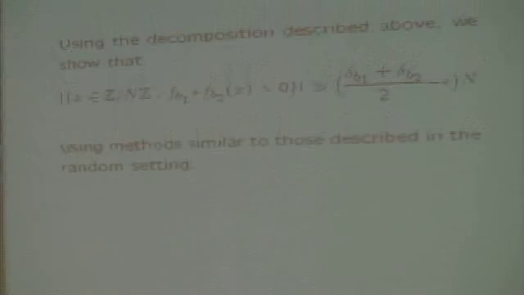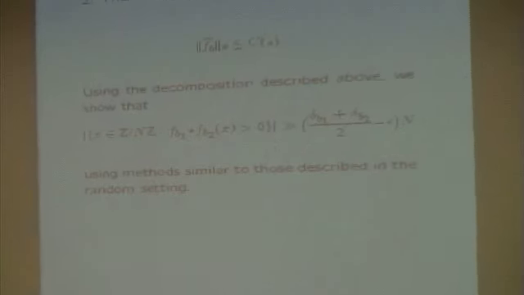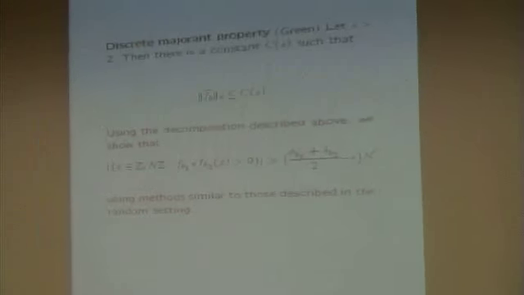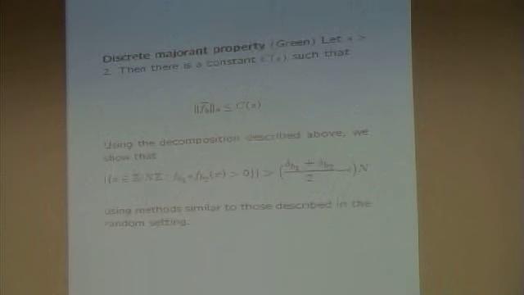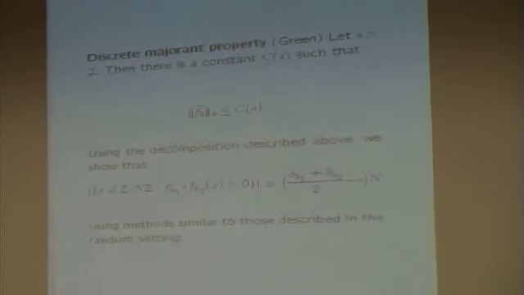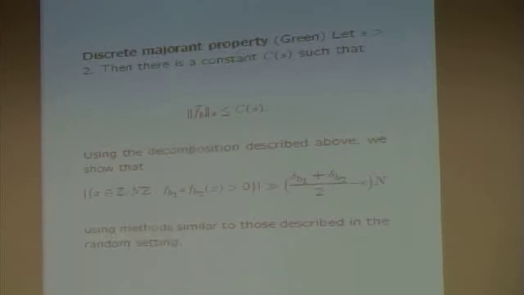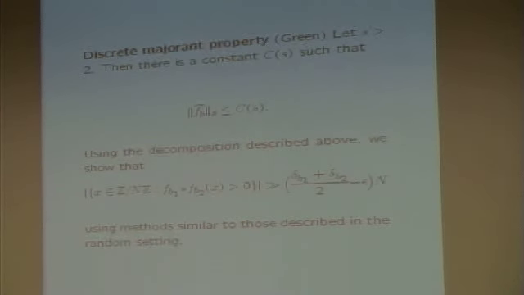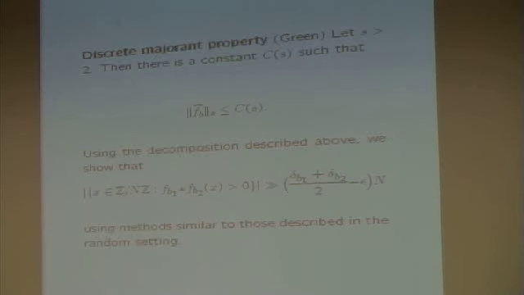Finally, there's a discrete majorant property of Green, which allows us to have good control on the S norm of the Fourier transform of f. He shows that it's bounded by some constant which depends on S, where S is a number bigger than 2. What's important here is that this constant doesn't depend on capital N.